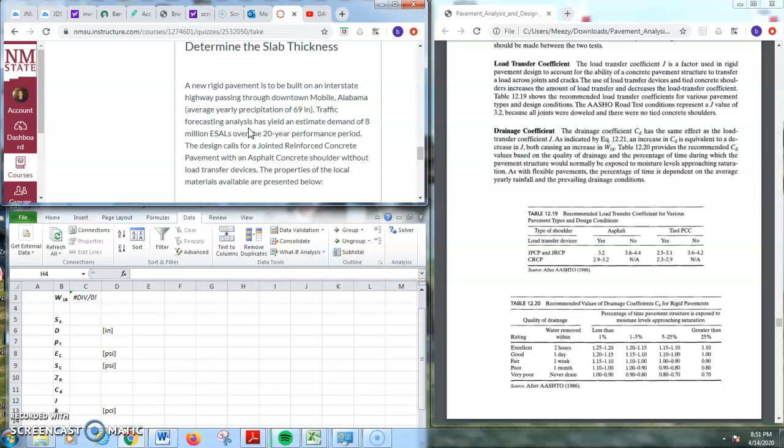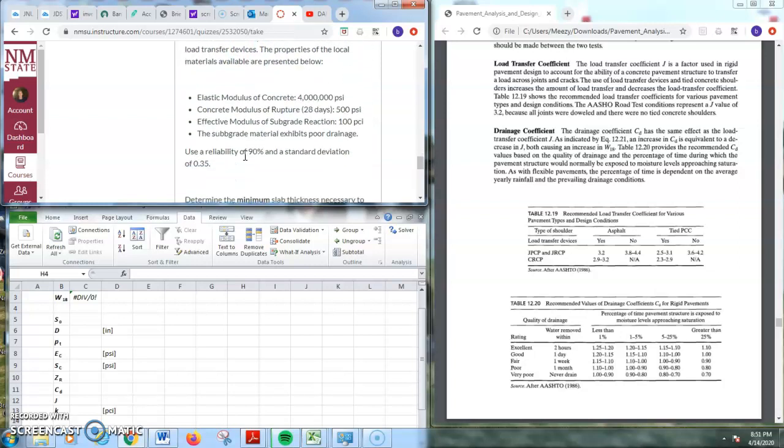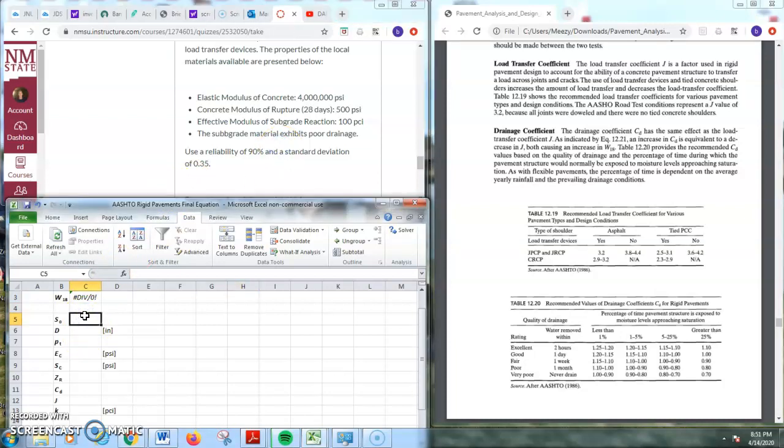A new ridge of pavement is built on an interstate highway passing through Mobile, Alabama, with 69 inches of rainfall. 8 million ESALs over the design year span. Asphalt shoulder without load transfer. Standard deviation 0.35.